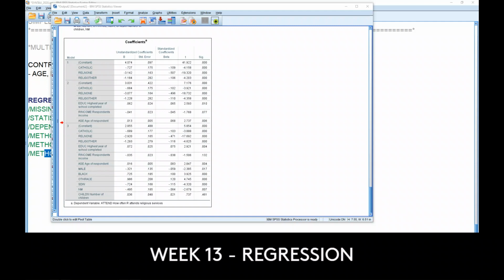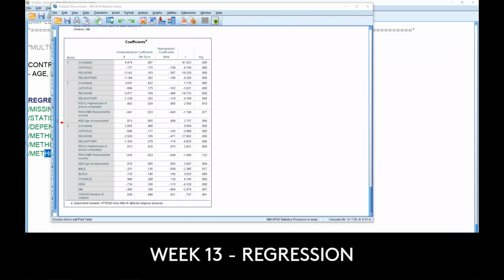Now let's look at race. Black and other race, remember the omitted group are whites. Both of them have positive coefficients. So the way you would interpret this is when compared to whites, Black respondents have a 0.72 unit increase in their religious attendance. People of other race, when compared to whites, have a 0.98 unit increase in their religious attendance.